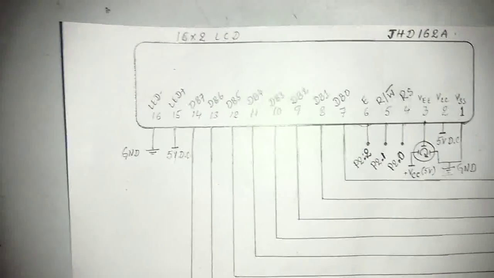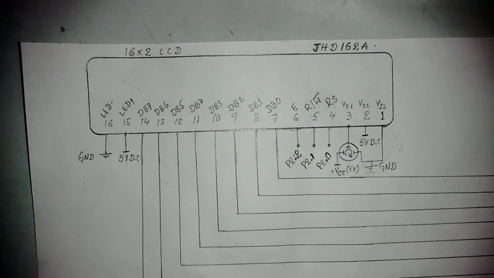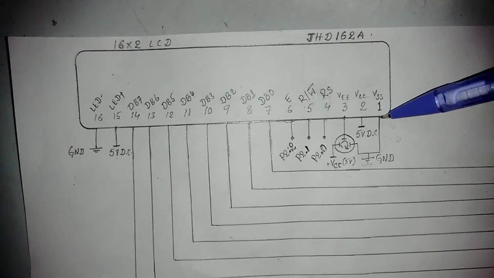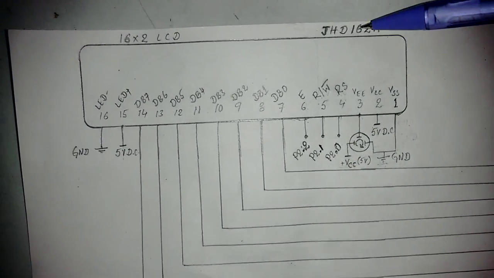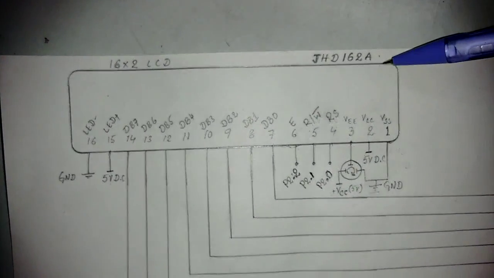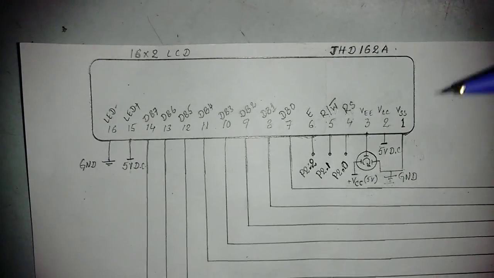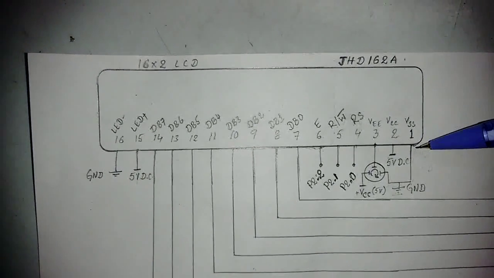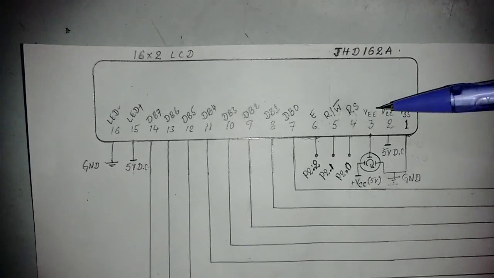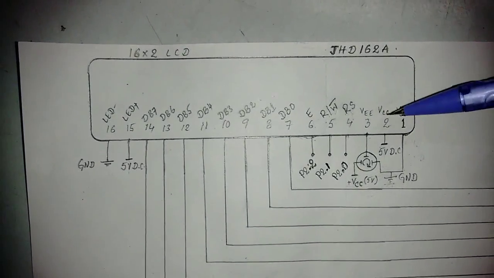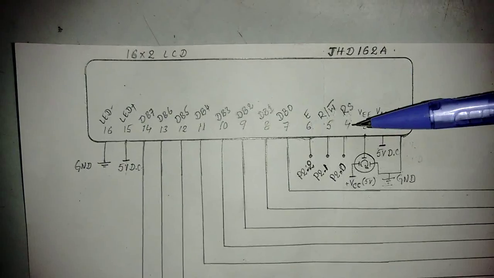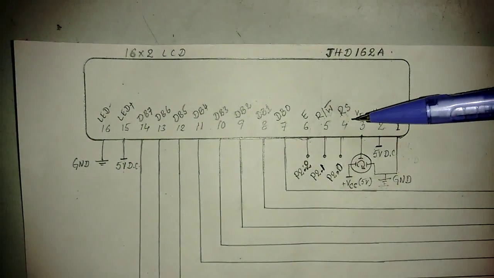Now let us talk about your LCD. Fine. LCD 16x2, I'll be using JHD 162A series. Fine. LCD consists of 16 pins, where 3 pins have been used for control signals, 5 pins have been used for power supply, and 8 pins have been used for transfer of data as well as command.